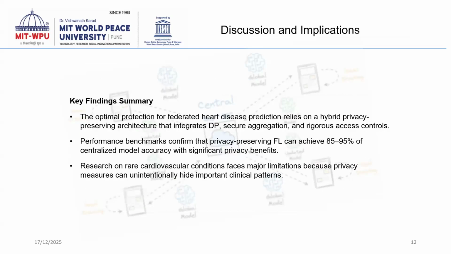So these are the discussions and implications. The key finding of this review is that hybrid privacy preserving architecture provides the best balance between security and performance. Differential privacy offers strong regulatory alignment, while secure aggregation and access control enhance robustness. Application to rare cardiovascular conditions faces major limitations because privacy measures can unintentionally hide important clinical patterns.